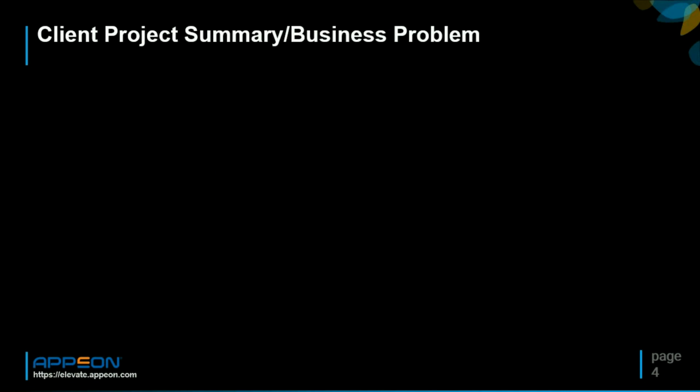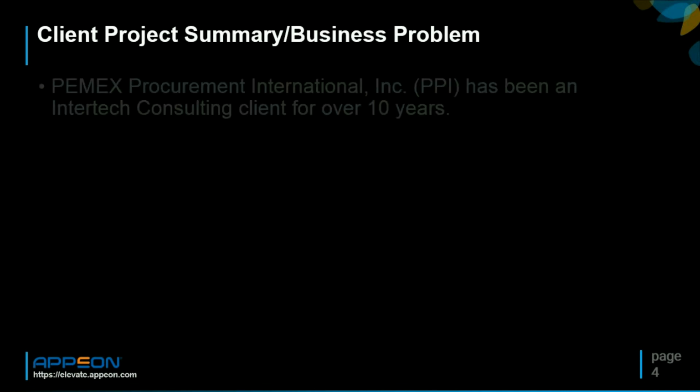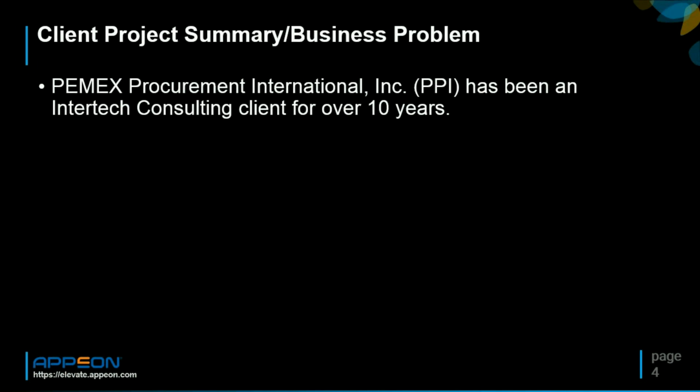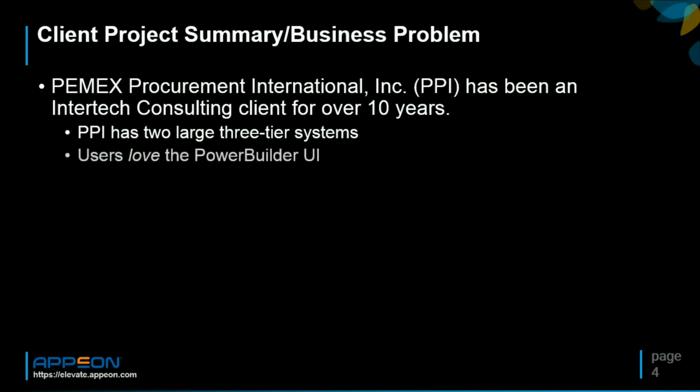I'm here to speak with you today about one of our client projects. PEMEX is the Mexican National Oil Company. They have a procurement department which is responsible for purchasing everything north of the Rio Grande. PEMEX has large three-tier systems built in PowerBuilder, two of them, and PowerBuilder is the user interface, and users just love the PowerBuilder UI. But in the middle tier, because this is a three-tier system, the middle tier was written in C and is very dated.